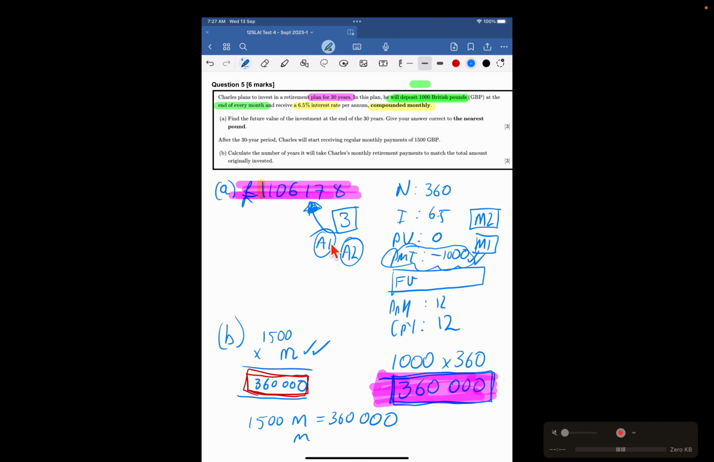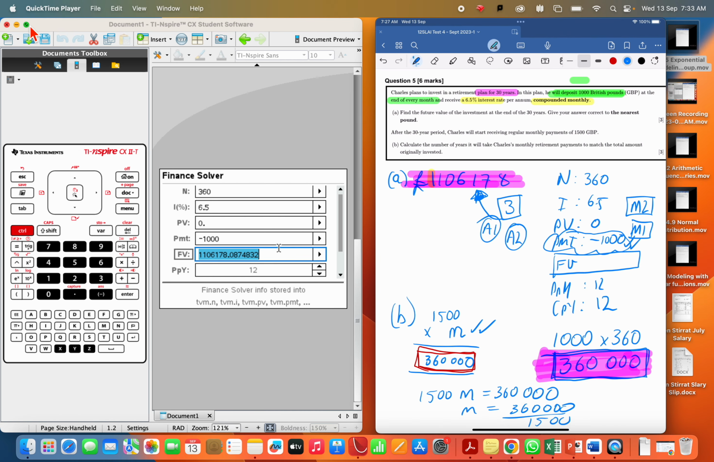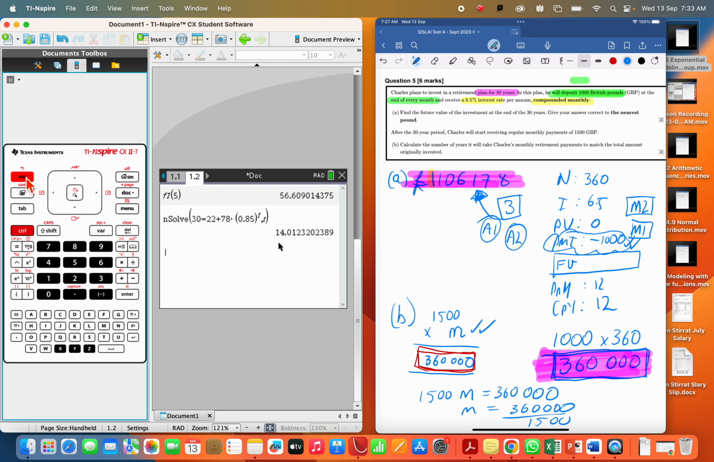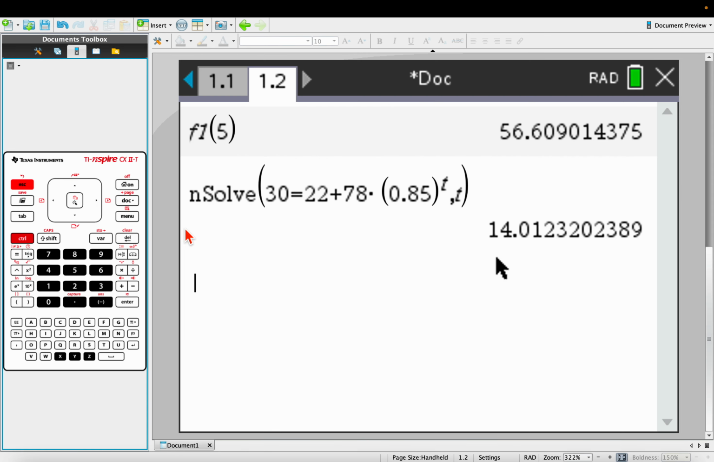Again, you can end solve, or I can do a little division. 360,000 divided by 1,500. We go to our calculator. No need to mess around. Get rid of that. Make this big. So 360,000 divided by 1,500. Boom, that's 240. Now remember, that was 240 months. Always good to write down the actual units for your answer.